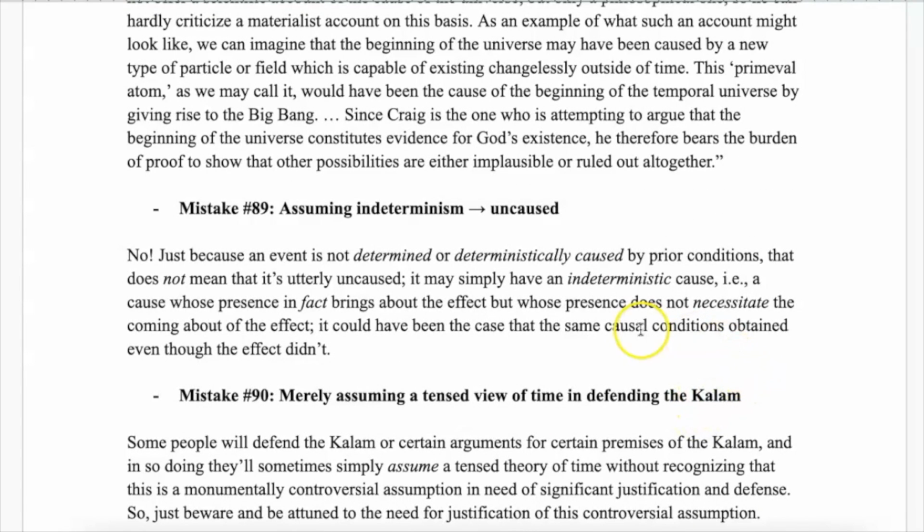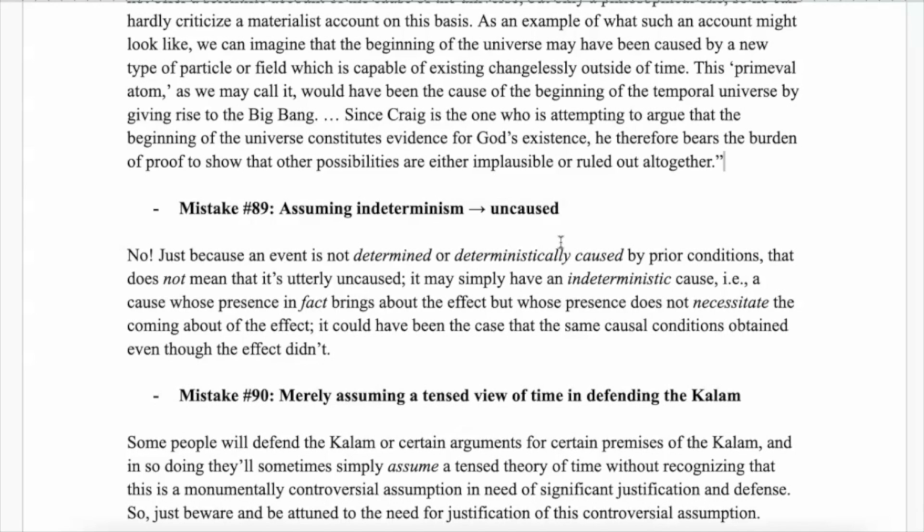Alright, mistake number 89, assuming that indeterminism implies being uncaused. Just because an event is not determined or deterministically caused by prior conditions, that does not mean that it's utterly uncaused. It may simply have an indeterministic cause. That is, a cause whose presence in fact brings about the effect, but whose presence does not necessitate the coming about of the effect.